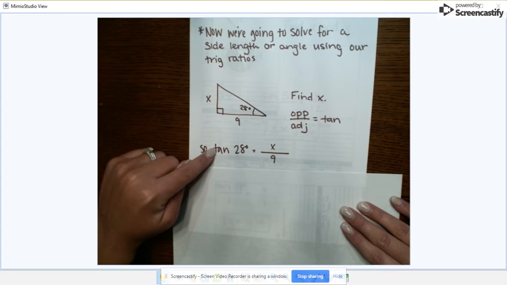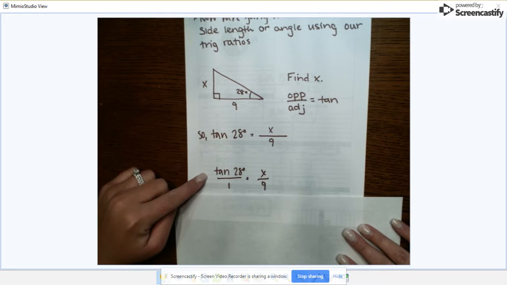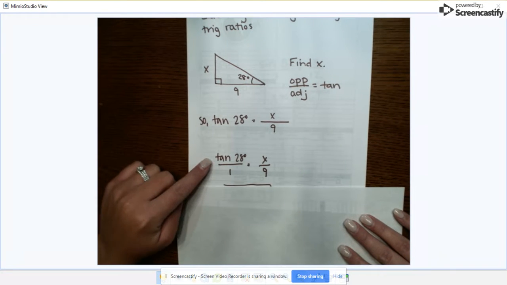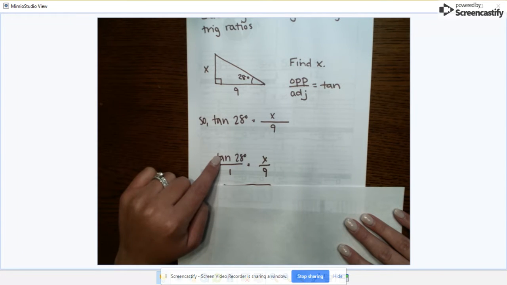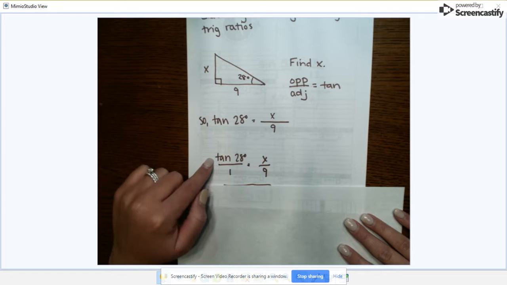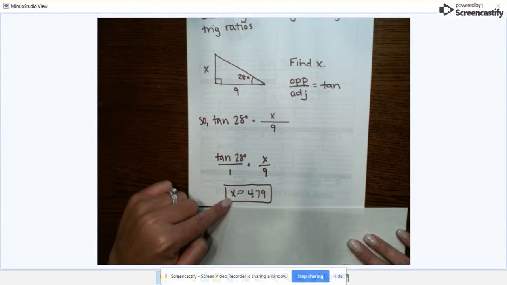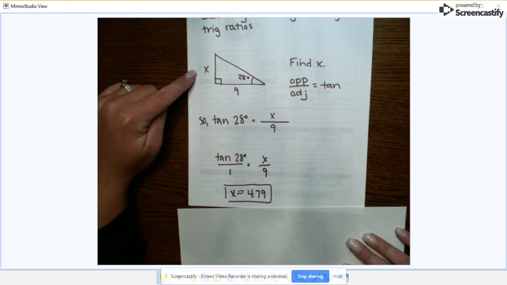And anytime you have a trig function of an angle, that can go over 1. So really we have a proportion. Tangent of 28 over 1 equals x over 9. We can cross multiply. 9 times tangent of 28. Divide by 1 doesn't do anything, so 9 times tangent of 28 gives us our x value. So this x value, or our side length, is 4.79 roughly.